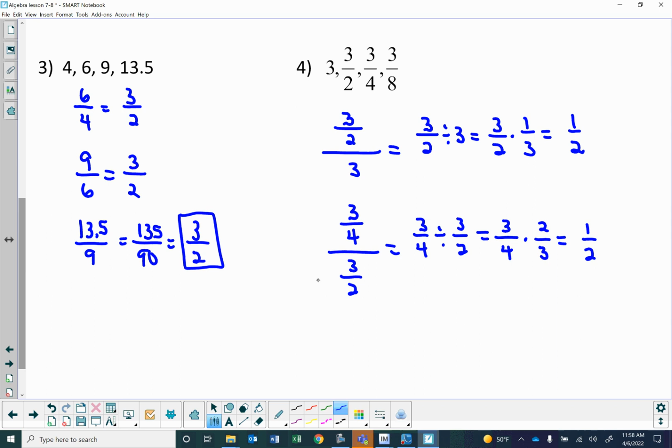So the last one, you're going to have 3/8 divided by 3/4, which would be basically 3/8 times 4/3. I'm skipping the middle step. And you get 4/8, which is 1/2. So my common ratio here is 1/2. 3 times 1/2 is 3 halves. 3 halves times 1/2 is 3/4. 3/4 times, excuse me, 1/2 is 3/8.